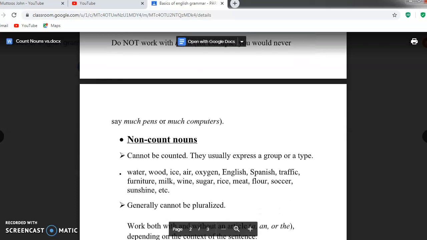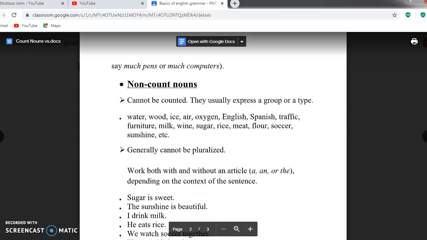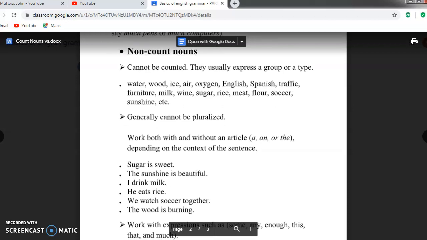Next, non-countable nouns, which cannot be counted. Water, wood, ice, air, oxygen, and so on. And they cannot be pluralized. There are no plural forms for them.